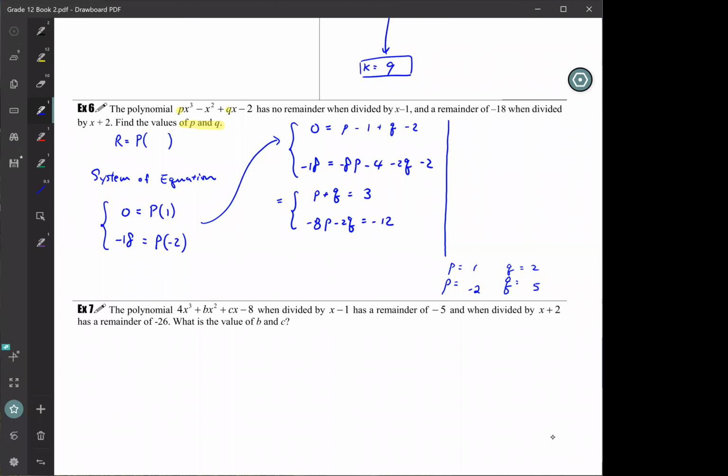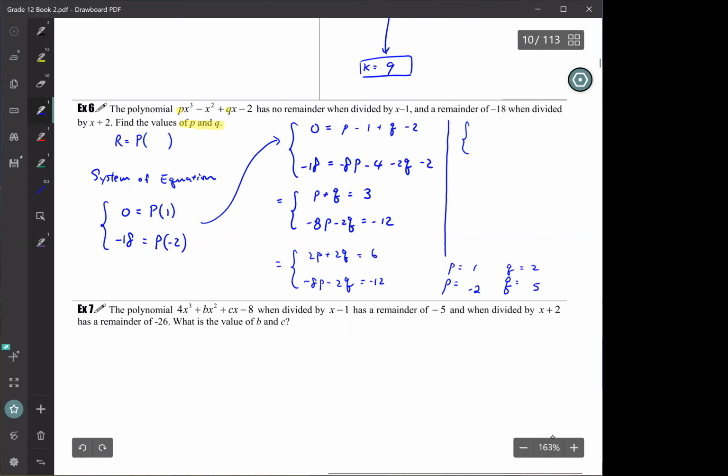Okay, so then let's review the elimination. I'm going to eliminate the Q, so I'm going to multiply the first equation by 2. I'll put it down here. So it'll be 2P plus 2Q equal to 6. The bottom one, I just keep the same. You can see that the 2Q and -2Q are opposite: one is positive, one is negative. So if I add them up, then the Q will cancel out.